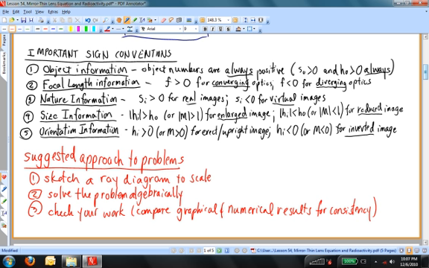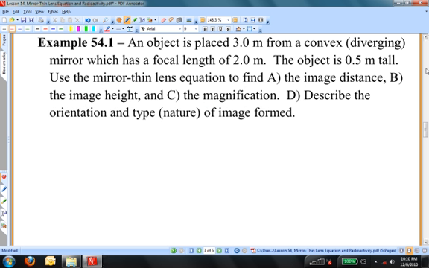Let's take a look at the first example in your text. An object is placed 3 meters from a convex diverging mirror which has a focal length of 2 meters. The object is a ½ meter tall. Use the mirror thin lens equation to find A, the image distance, B, the image height, and C, the magnification. D, describe the orientation and type or nature of the image formed.